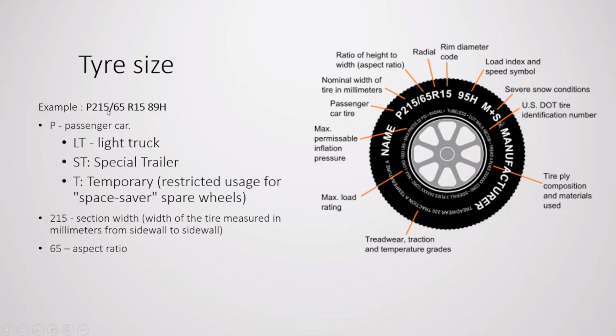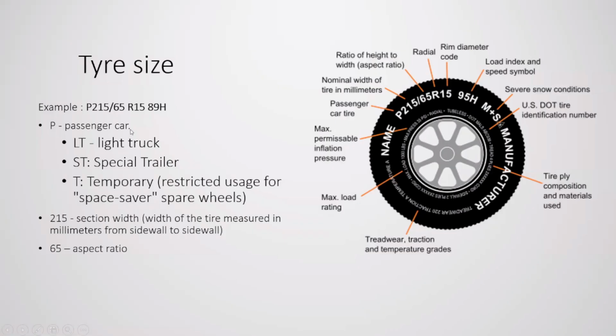Right, then that is the idea of these three digits. Besides 215, we have 195, 185, 175, 165, 155, and also some higher values, 205, 225, 245, right? So whenever the value is increasing, the tire width is increasing, right?